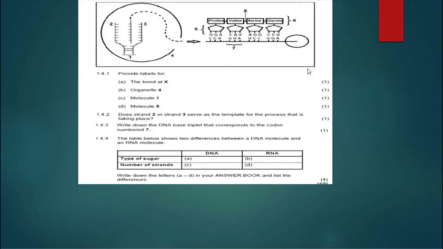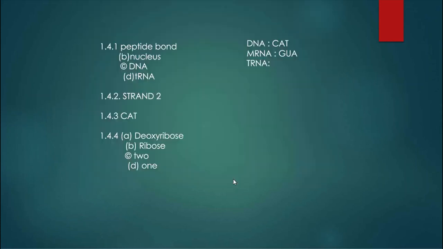The table below shows two differences between a DNA molecule and an RNA molecule. We talked about the differences between DNA and RNA. The type of sugar in DNA is deoxyribose sugar. In RNA it is ribose sugar. The number of strands in DNA is 2 strands. In RNA it is 1 strand because DNA is double-stranded and RNA is single-stranded. Now let's move to the next questions.